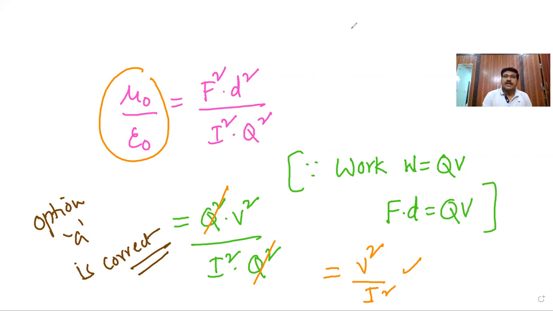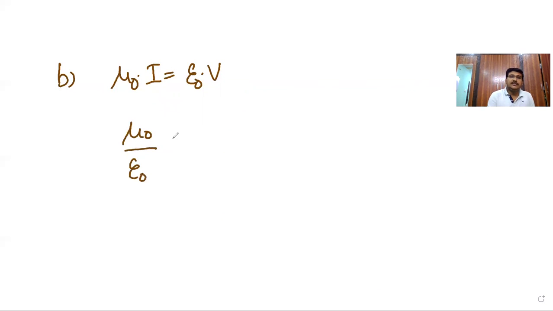Okay. Now let us take up the second option. What is the second option? Option B. Mu naught into I is equal to epsilon into V. Just now we have seen mu naught by epsilon is V square by I square.